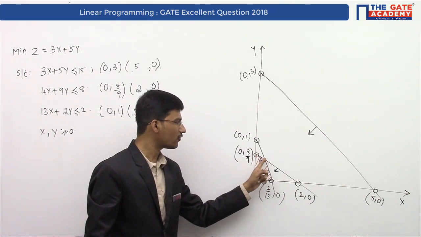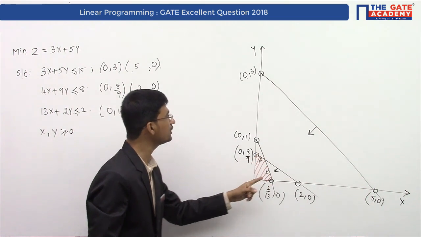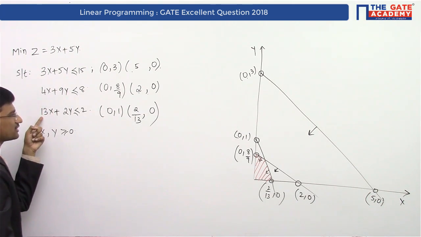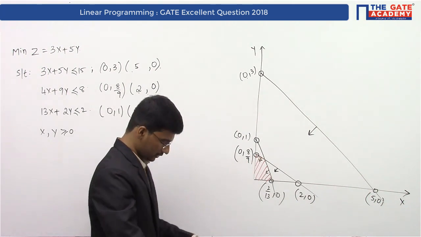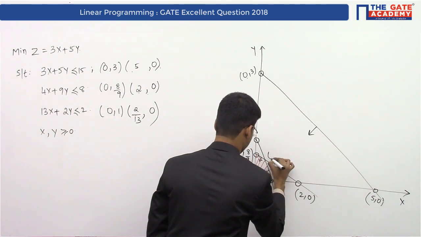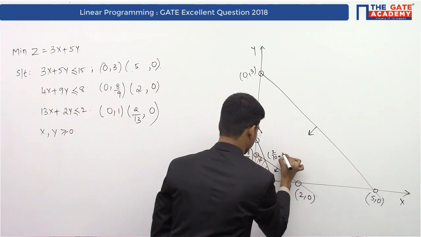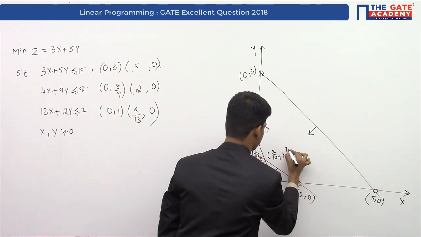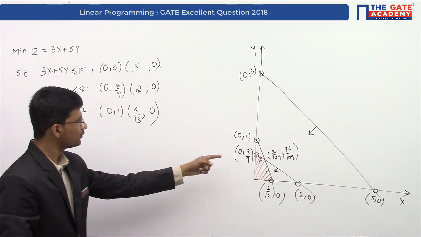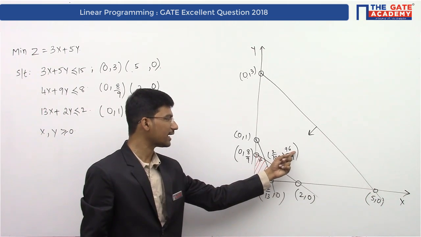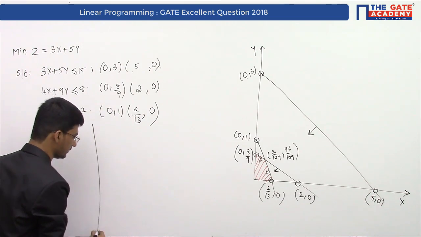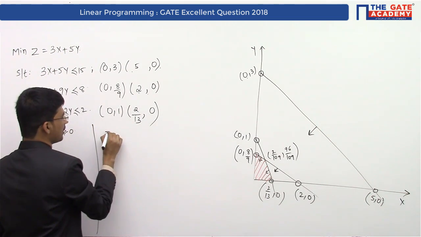Okay. So for getting this point, we have to solve the two equations, which are these two equations, right? So if you solve these two equations, you will get this point. So this point is given by, so after solving the two equations, you will get this point as 2 by 109 and 96 by 109. Now what we have to do, we have to evaluate these particular points at the z value.